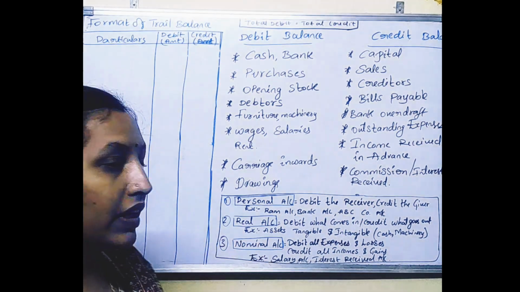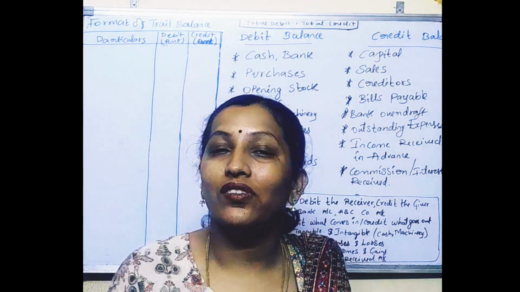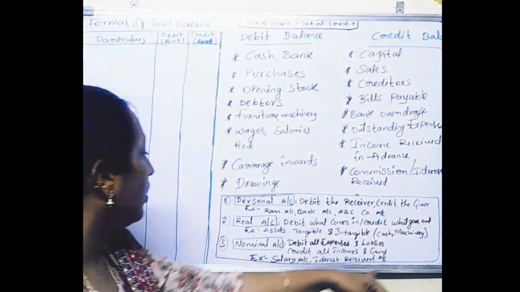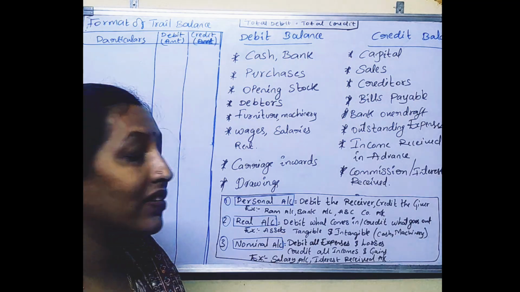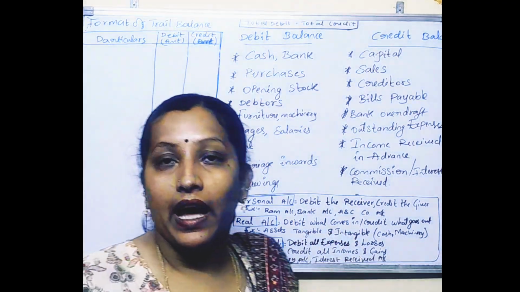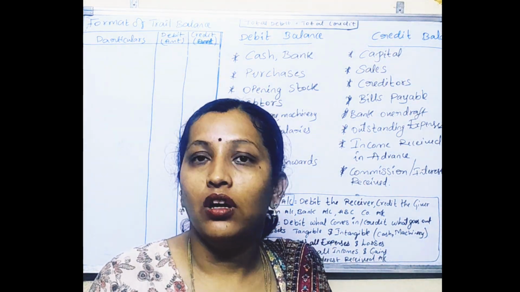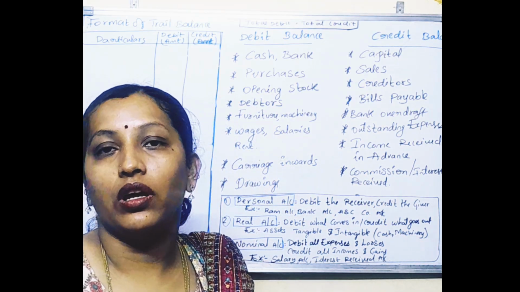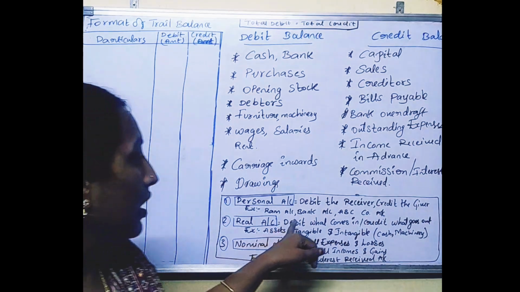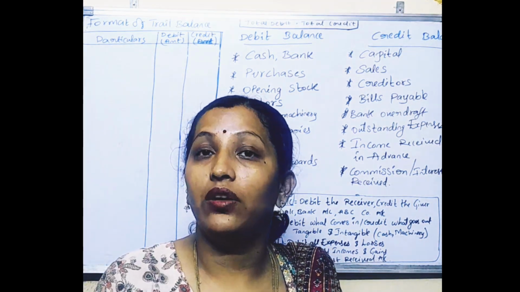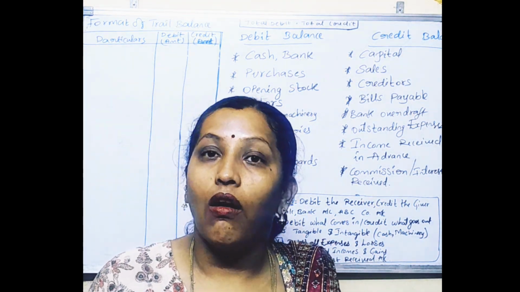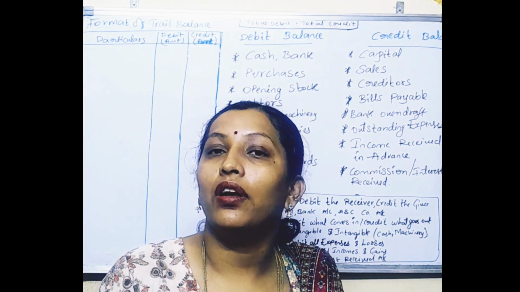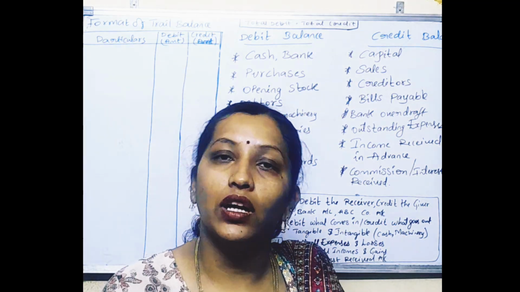Coming to the second one, the real account. What is this real account? In a real account, debit what comes in, credit what goes out. Examples are assets, tangible and intangible, cash, machinery, furniture, plant and machinery. All these come under the real account. Debit what comes in, credit what goes out. All assets, tangible and intangible goods, durable or non-durable goods, are one and the same, right?